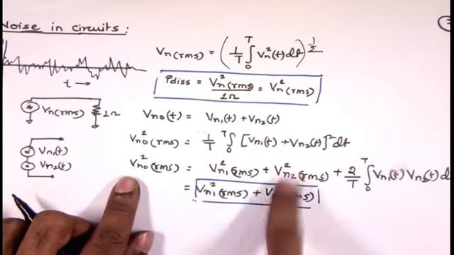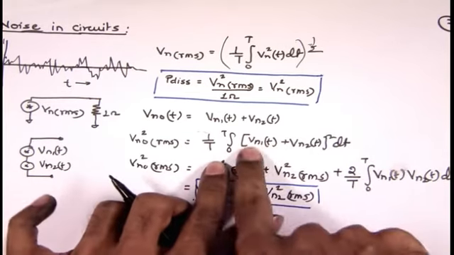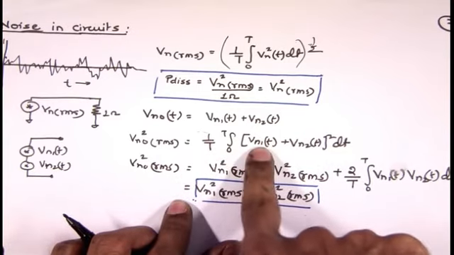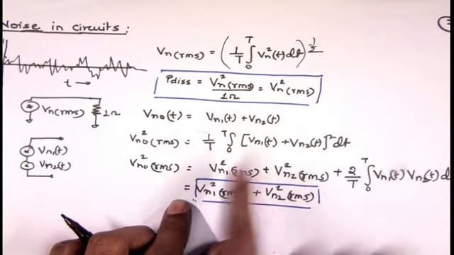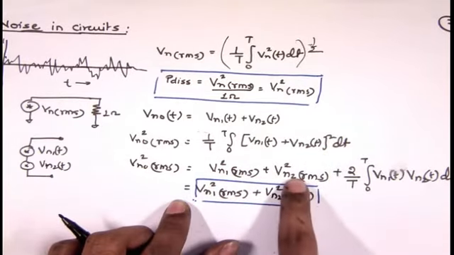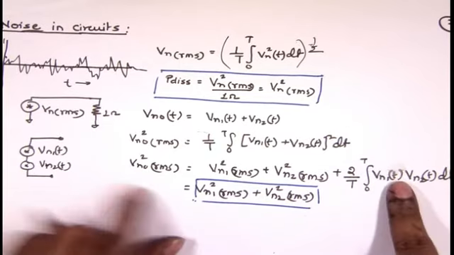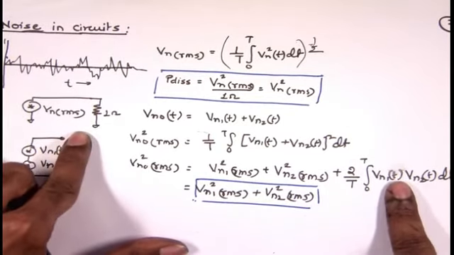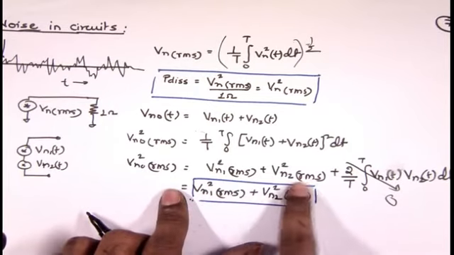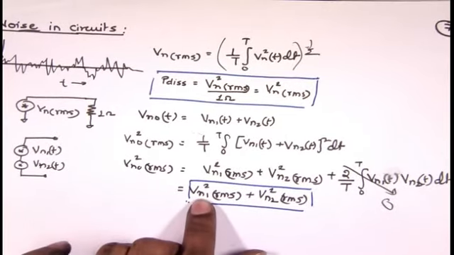Now, if we just open this square, we can take the individual terms out of it: Vn1 square RMS and Vn2 square RMS. If I take Vn1 square(t) out of it, we have 1 upon T, integral 0 to T, Vn1 square(t) dt. That is going to give me Vn1 square RMS. Likewise, the second term, Vn2 square(t) integrated over the time T divided by T, gives Vn2 square RMS. And then we are left with the correlation term. Correlation between two completely random, stochastic terms is going to be zero over a long time. So this term vanishes, this is zero. So we are just left with Vn1 square RMS and Vn2 square RMS. So the output RMS value of this combination is going to be Vn1 square plus Vn2 square.